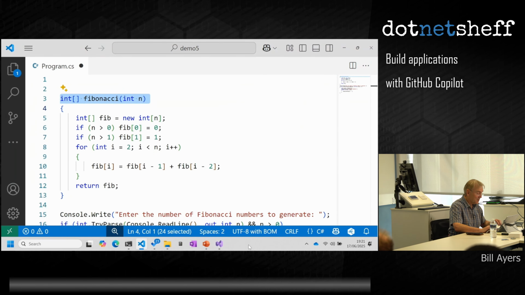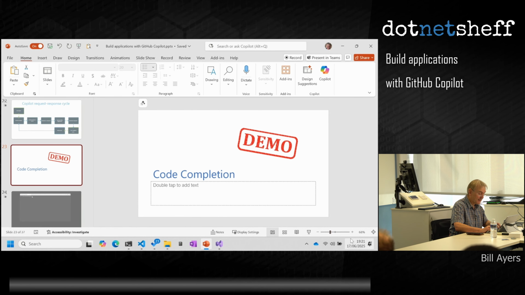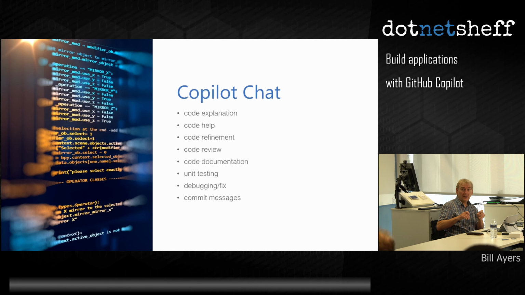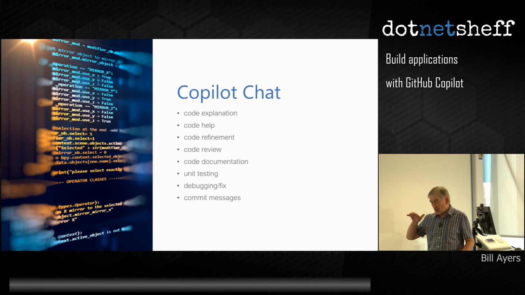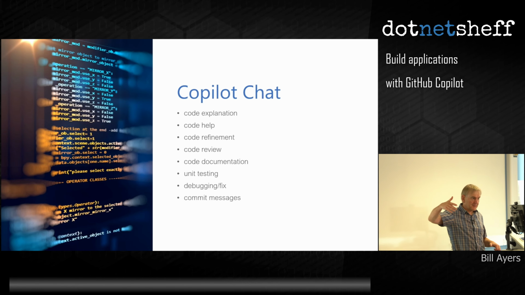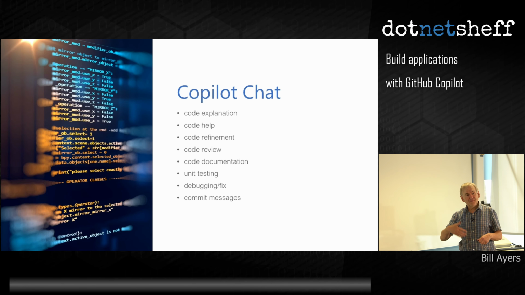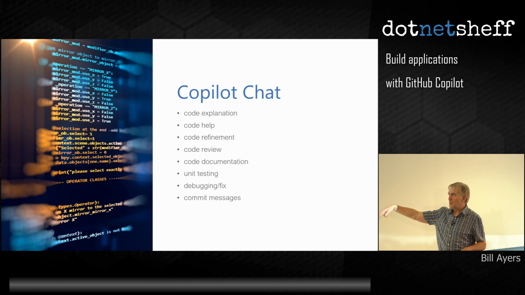So the next thing we can look at, let's go back to our slides. So that's code completion. That's been around for a while. That was sort of what was in the original product. Then they added Copilot Chat, so that takes it to the next level. It's all very well predicting the next bit of text, but maybe you want to ask a question and have a little conversation with GitHub Copilot, and that opens up all kinds of new possibilities.